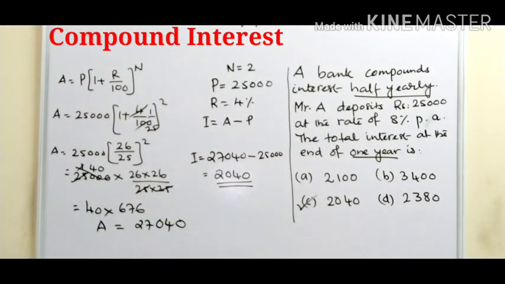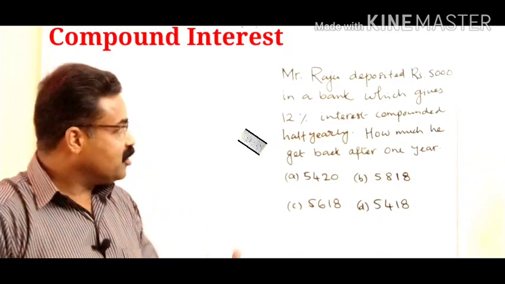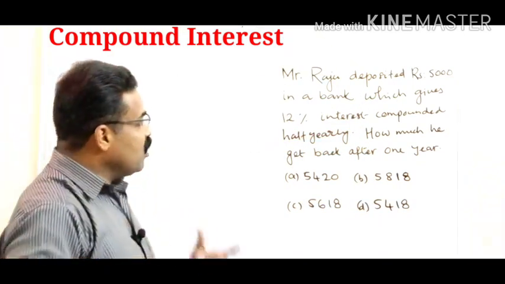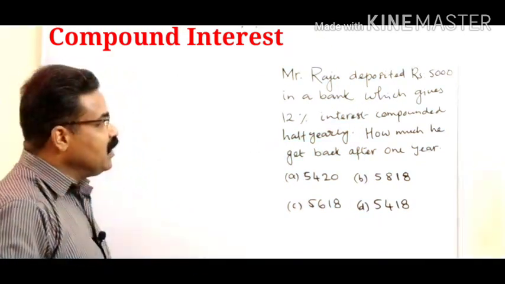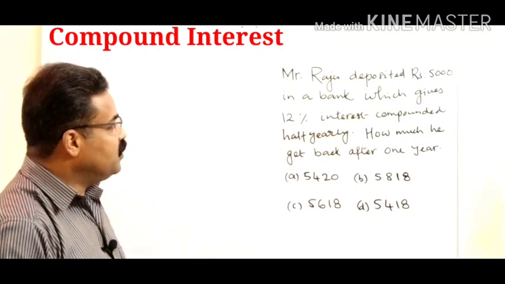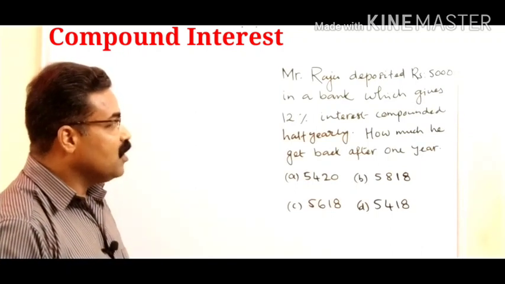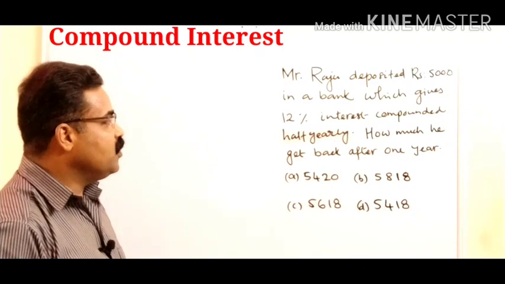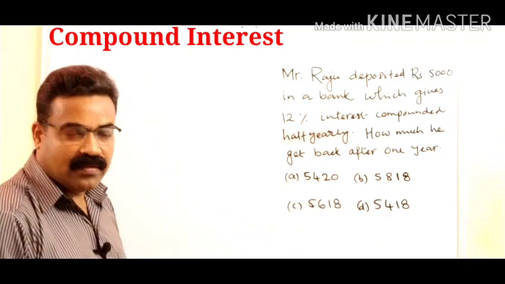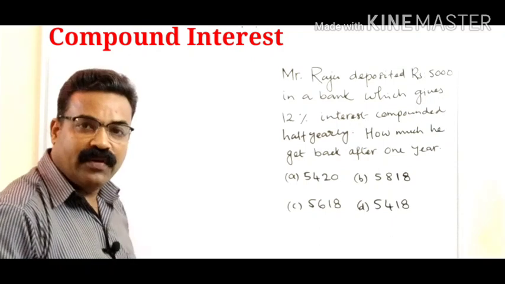So let us go to our next question. Mr. Raju deposited rupees 5,000 in a bank which gives 12% interest compounded half yearly. How much will he get back after 1 year? A, B, C, D, four options are also given to you.